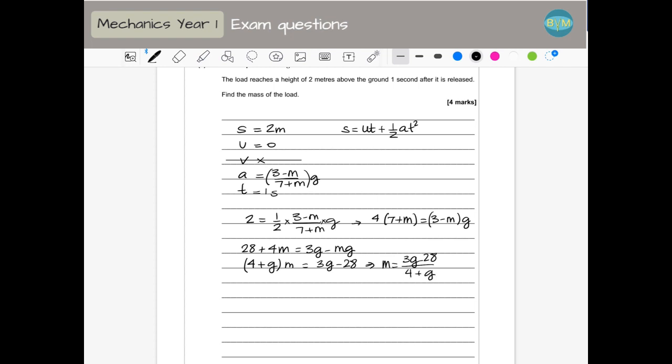And if you do this with a calculator, they don't ask us any particular rounding. This would be okay probably, but we can find the value with the calculator. Kilograms, and that's the answer.